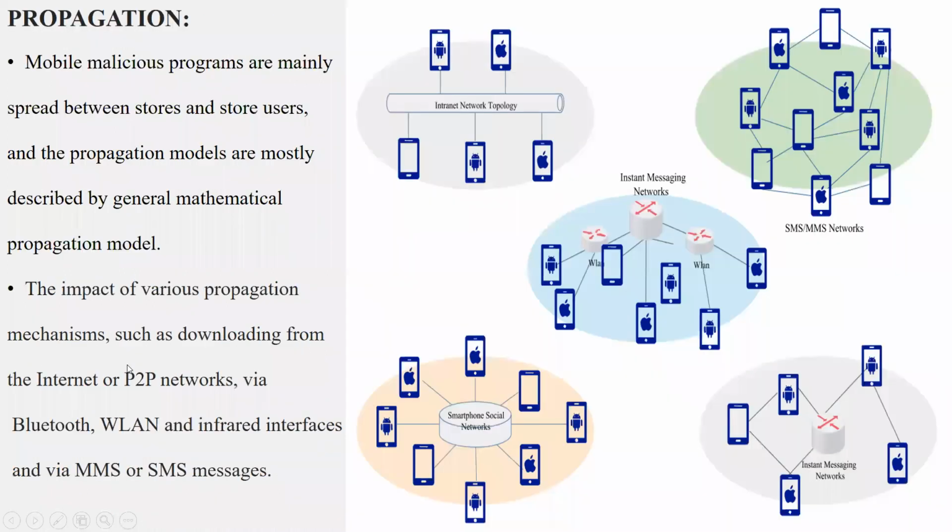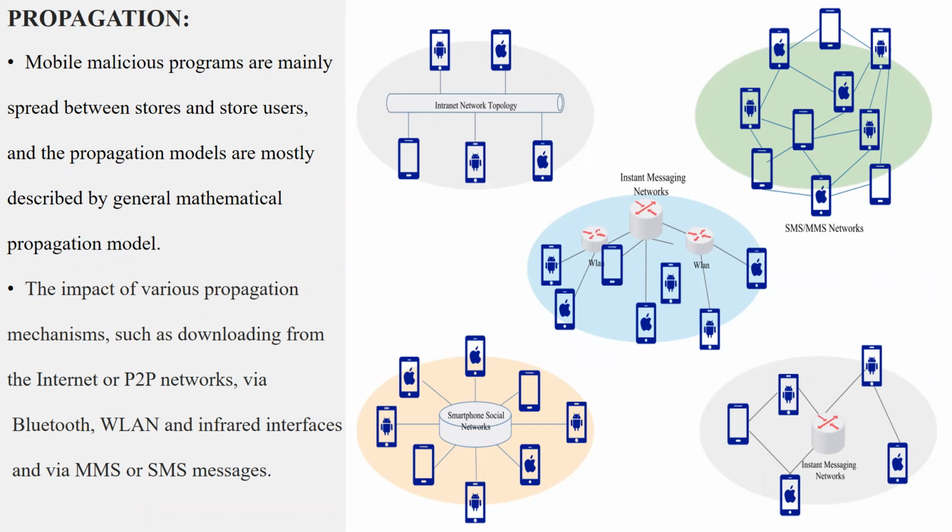So propagation is nothing but the way it is moving from one place to another place. Mobile malicious programs are mainly spread between the stores and the store users. Propagation models are mostly described by a general mathematical propagation model. Here in this picture, we can see various propagation methods, made by using various topologies.